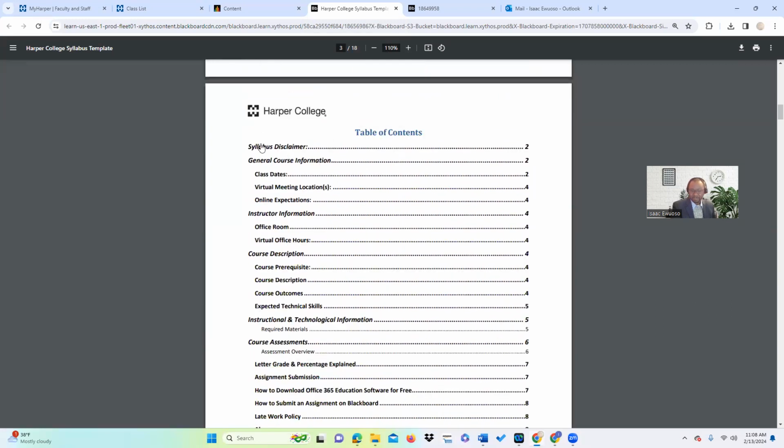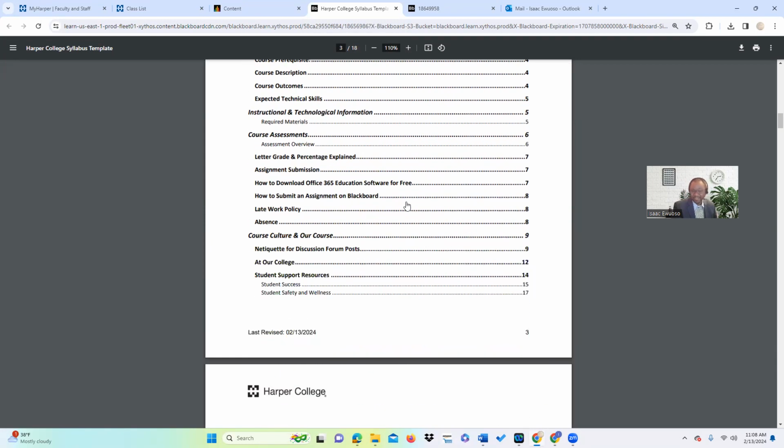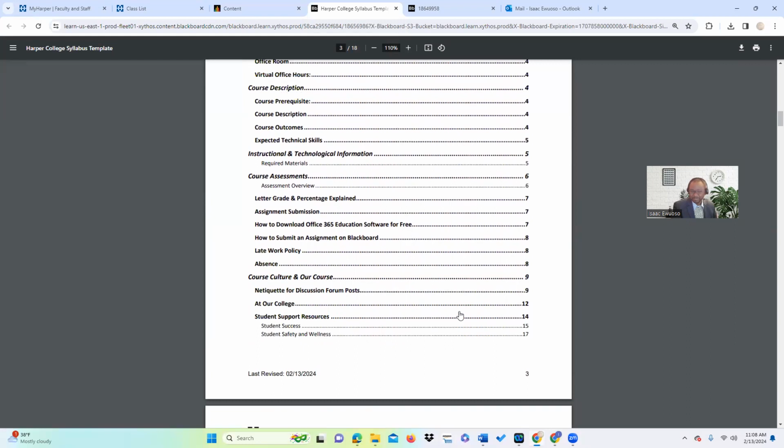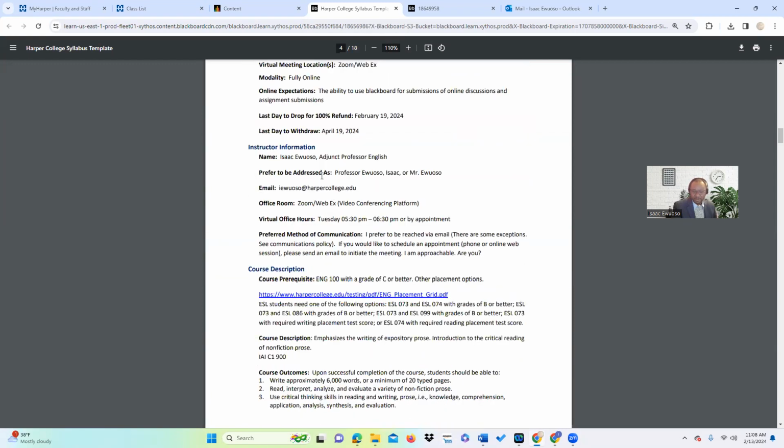Notice that I have the table of contents for my syllabus. This is to guide you through navigating this document. It's an important document. It's quite detailed, but with the table of contents, you can navigate it with ease. I would mention first and foremost my office hours. Take note of my office hours, which is on Tuesday.